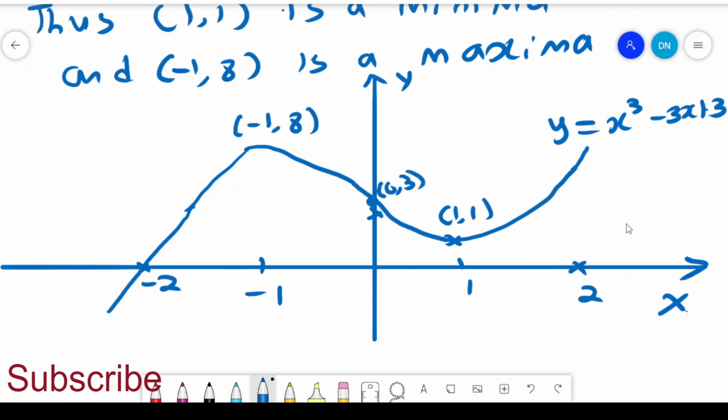Based on the information that we have, I've been able to make a sketch whereby I have the two main points: my maxima point here, my minima point here, and where the line cuts through the y-axis. That is the process that we normally take when we want to get the minima, the maxima, and the saddle points, or what we call the stationary points.